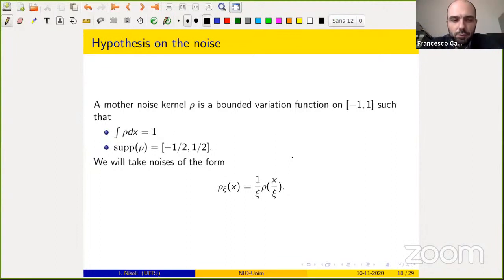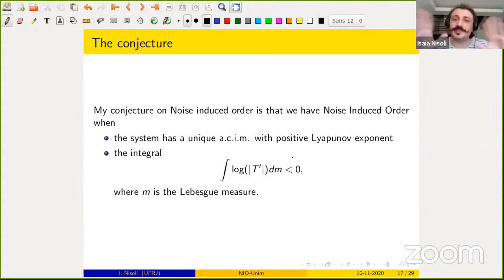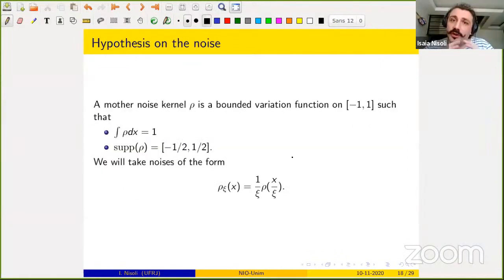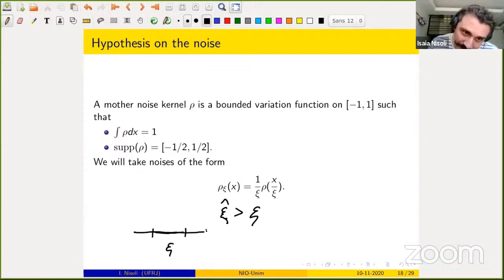Isaia, when you say we have noise-induced order, you mean for some strength of the noise? For some strength of the noise, you have this transition from positive to negative Lyapunov exponent. The noise is always additive and always uniform in an interval. The only thing that we need on the noise is that it has to be of bounded variation. And if we have a noise of size Xi hat bigger than Xi, what we want is that the support of Xi hat contains the support of Xi.